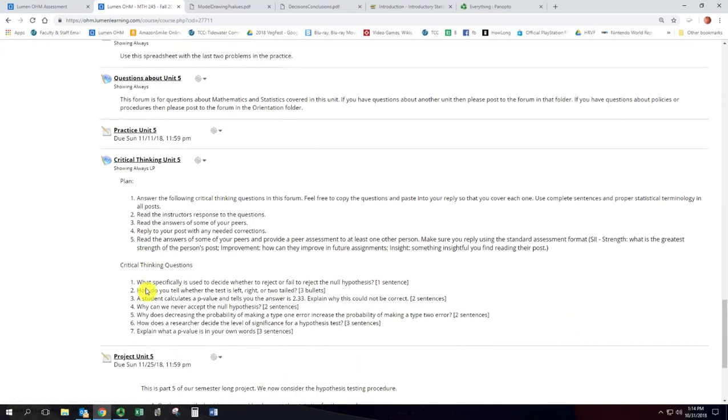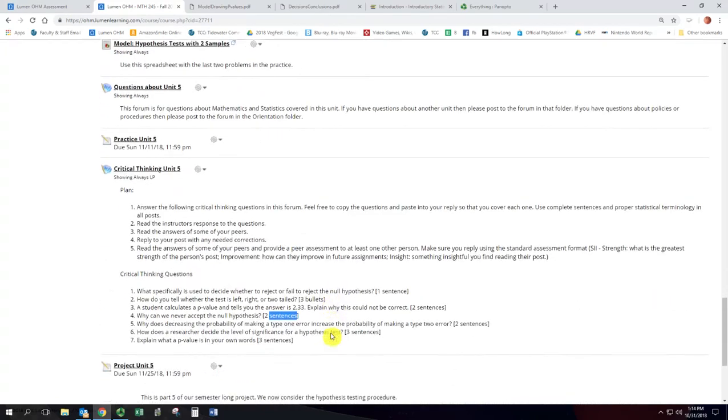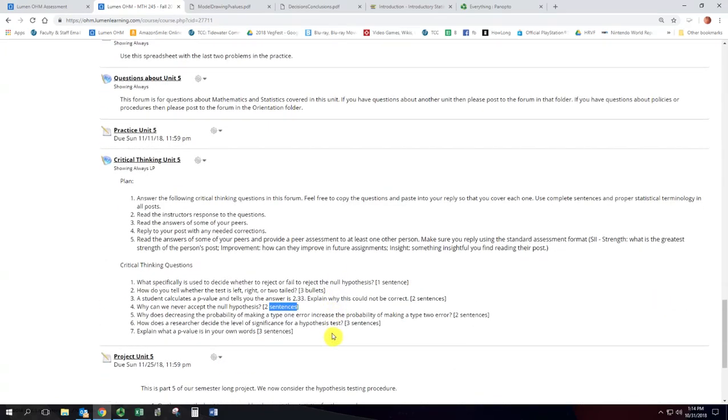Which brings us to the critical thinking. We have 7 questions here because there's a lot going on with this stuff. As usual, remember the length requirements. Remember to write in complete sentences, and remember to use correct notation. If you need some kind of special symbol, you can use the equation editor to do that.